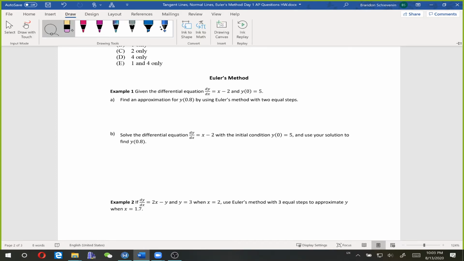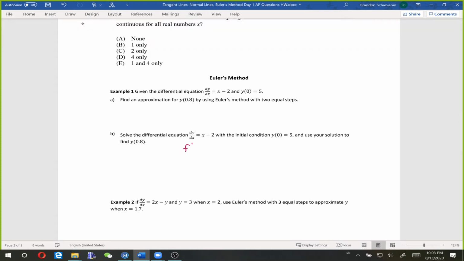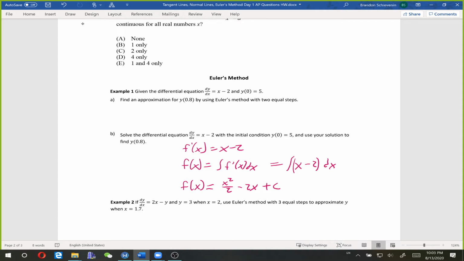Which I'll write out really quick. There we go. So if f prime x is x minus 2, then f of x should be equal to the integral of f prime x in terms of x. What would that be equal to? What is the integral of x minus 2 in terms of x? Oh, we're integrating, so it's going to be x squared over 2 minus 2x plus C. Plus C. That plus C is what I'm concerned about, because we were given an initial condition that will allow us to solve for what C is.